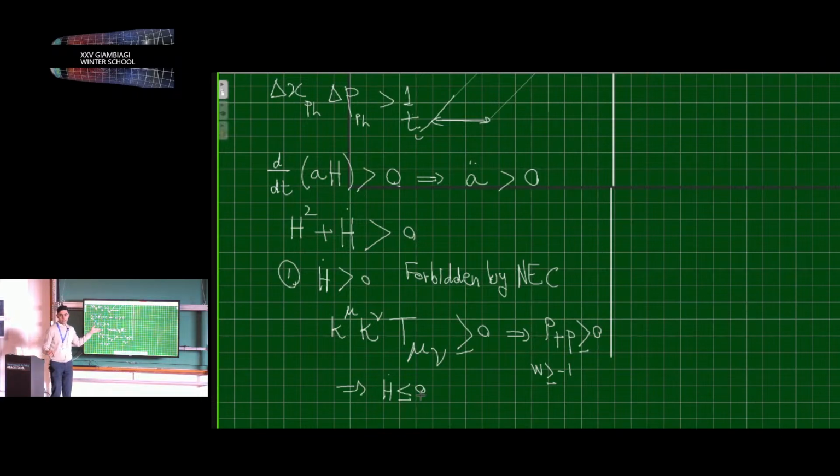Now, there are models that try to solve the horizon problem using this idea, using positive H dot. In principle, you can consider effective field theories that produce negative H dot, so violate null energy condition, but there is some evidence that these effective field theories cannot be UV completed. And on the other hand, we don't have any UV complete model that produces this.